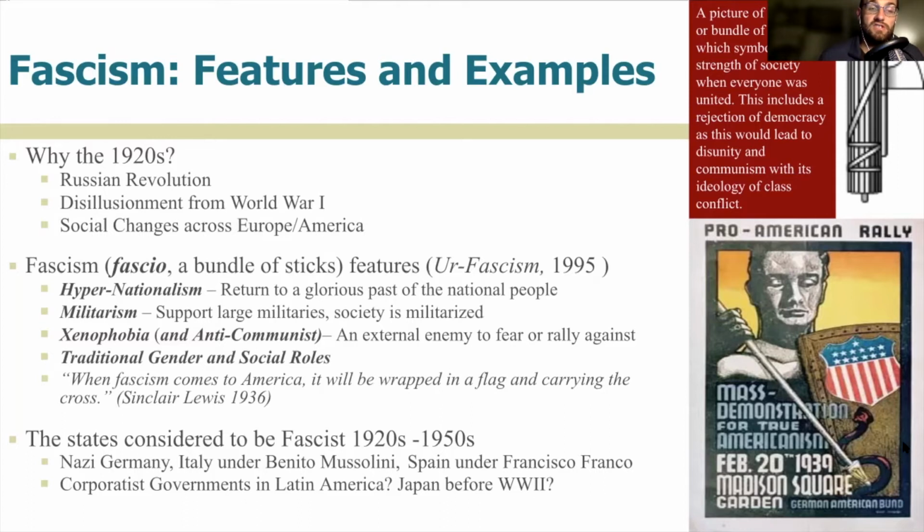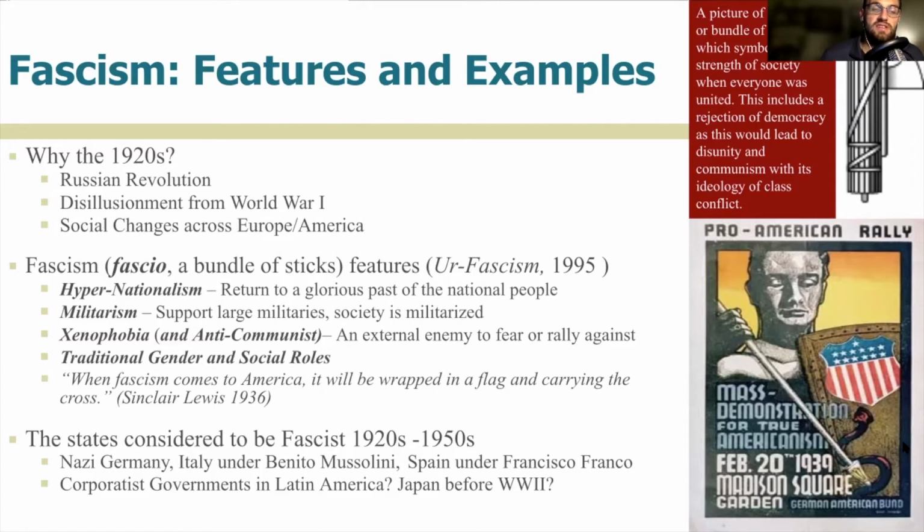Other features of fascism include hypernationalism, that is either returning to a glorious past or promoting a glorious future for the people of the nation. Militarism, that is the buildup of military forces and the militarization of society, organizing society along militaristic lines. Xenophobia, that is an external enemy to fear or to rally against. And this usually goes hand in hand with anti-communism, as well as a strong emphasis on traditional gender and social roles. This is kind of the idea of a mythical past. This kind of goes hand in hand with that hypernationalism, right? A restoring of the correct order of things.